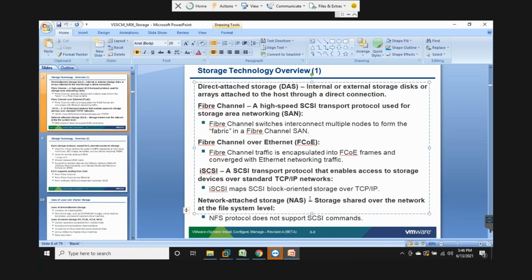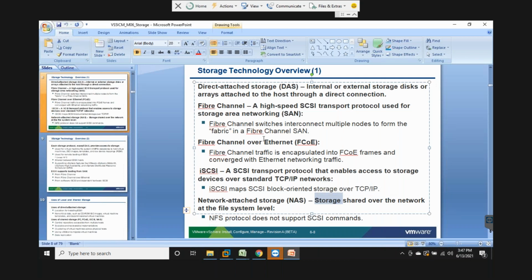So let's talk about NAS. Storage shared over the network at the file system level. Up till now, whatever storage we were discussing was at block level. Entire storage was shared as a block, as a LUN. But in case of NAS, where the protocol is NFS, the NAS is something where individual file level can also be mapped or accessed by the server. So that is called NAS.